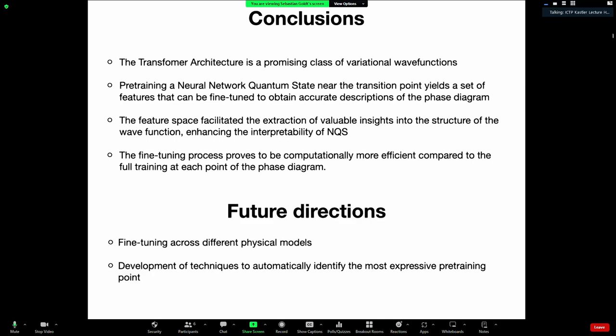As a future direction, we want to test this approach not only performing the fine-tuning within a system, but among different physical models. And then we have to understand how to perform a best pre-training procedure.